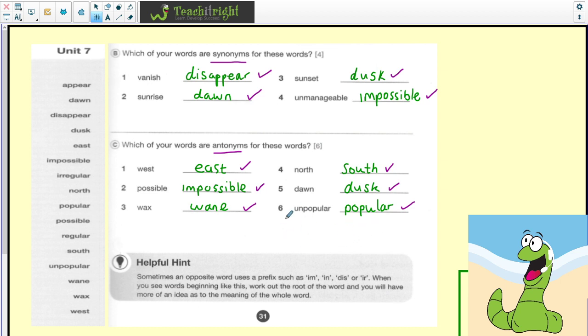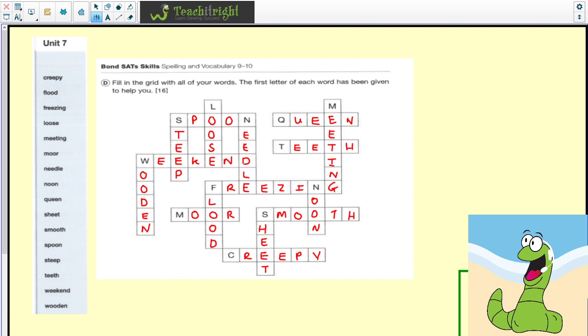And what you can do just to help you can just write a little score, possibly out of 6 here, and then maybe a little score out of 4 up here as well. So well done if you did well on those. Let's move on to the next part of Unit 7. We've got another set of words down the side. Fill in the grid with all of your words. The first letter of each word has been given to help you.